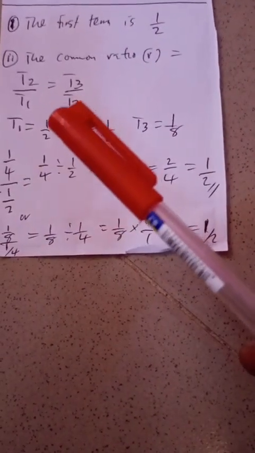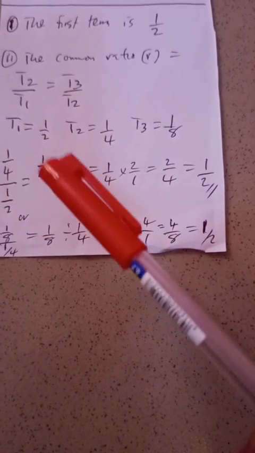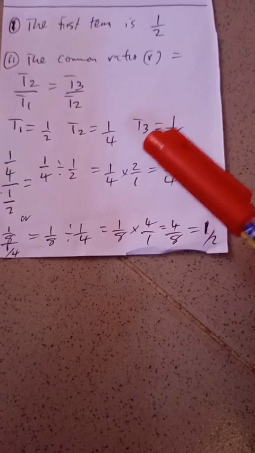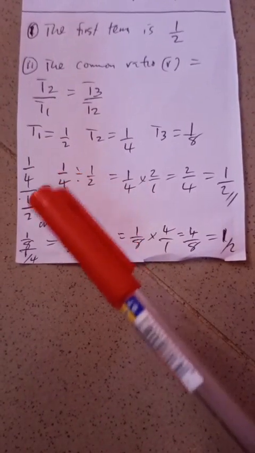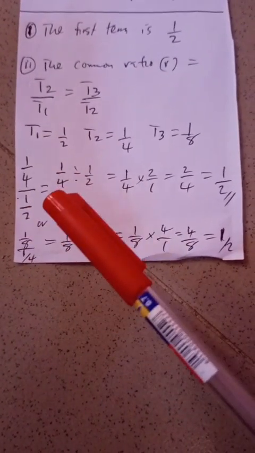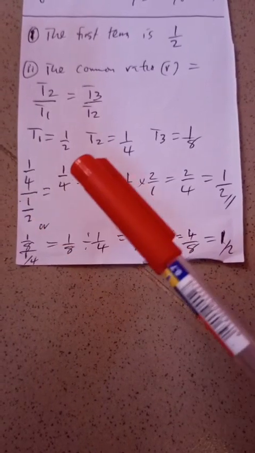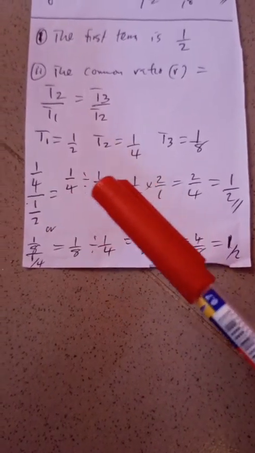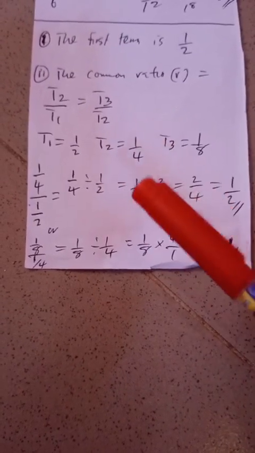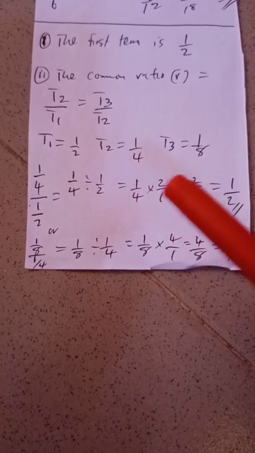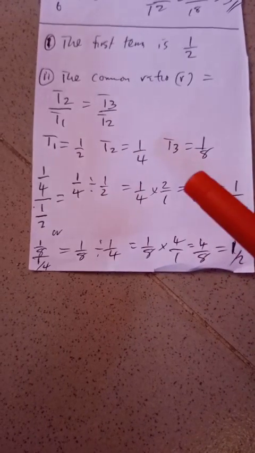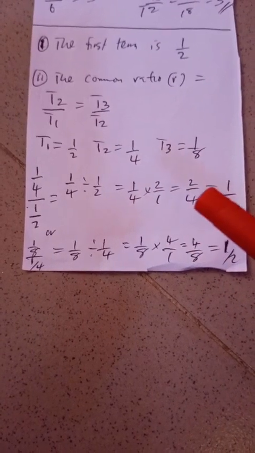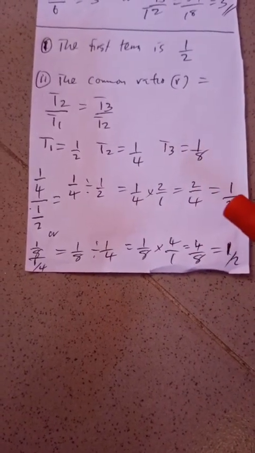So how do we get this common ratio? We already stated the formula. T1 is 1 over 2, T2 is 1 over 4, and T3 is 1 over 8. So T2, which is 1 over 4, divided by 1 over 2, is equal to what? We change this division sign to multiplication, and we interchange the numerator and the denominator. The 2 will go up and the 1 will come down. Then 1 times 2 is 2, 1 times 4 is 4. And 2 divided by 4 is 1 over 2.